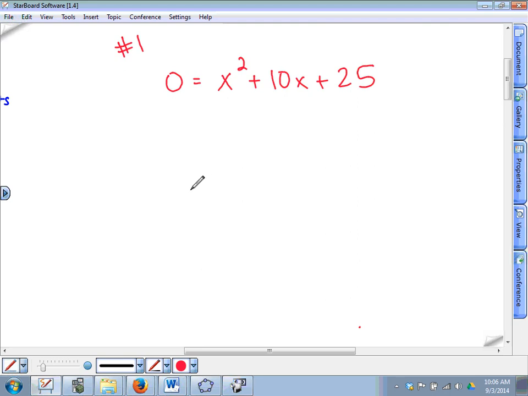So it did factor, right? Didn't this factor into what two factors? X plus 5, x plus 5. All right, this doesn't happen very often. We ended up having two identical factors. It happens from time to time. But you still proceed like normal.